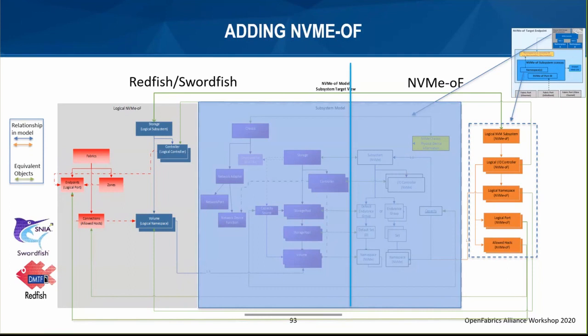So we see that there is also a mapping for these logical NVMe or Fabric resources. We have the corresponding Redfish, Swordfish elements. For example, the logical NVMe subsystems are mapped to storage, the logical I/O controllers are mapped to controllers in Redfish, Swordfish, and the logical ports are mapped to the Fabrics endpoints. In the next slides, I'll show you how some of these are implemented, and some parts of the markups.